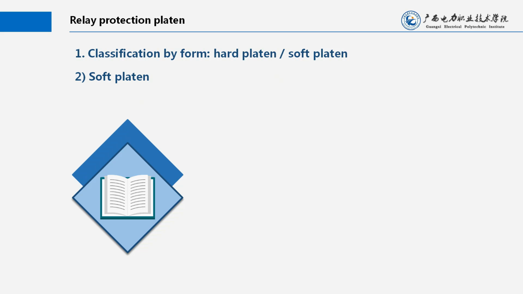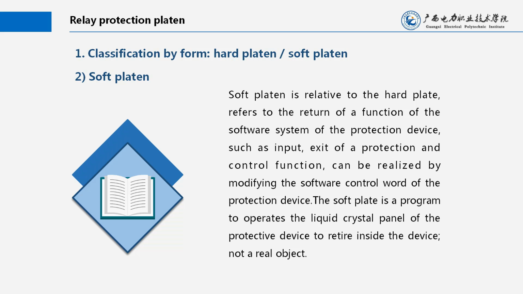2. Soft platen. Soft platen is relative to the hard platen, and refers to a function of the software system of the protection device, such as input and exit of a protection and control function, which can be realized by modifying the software control word of the protection device. The soft platen is a program operated on the liquid crystal panel of the protective device to put in or exit inside the device, not a real object.